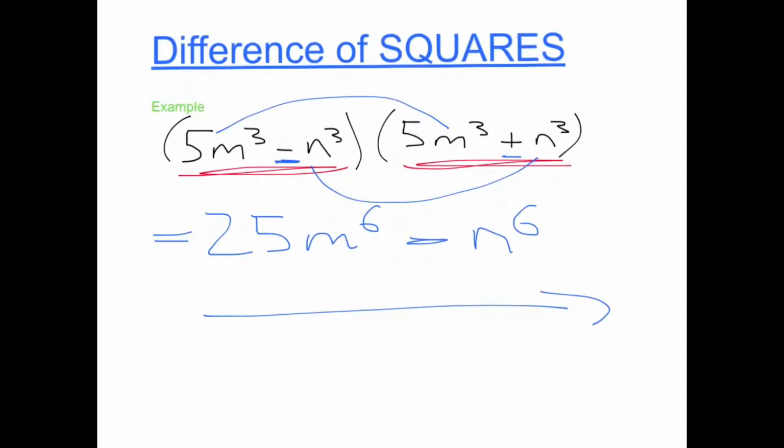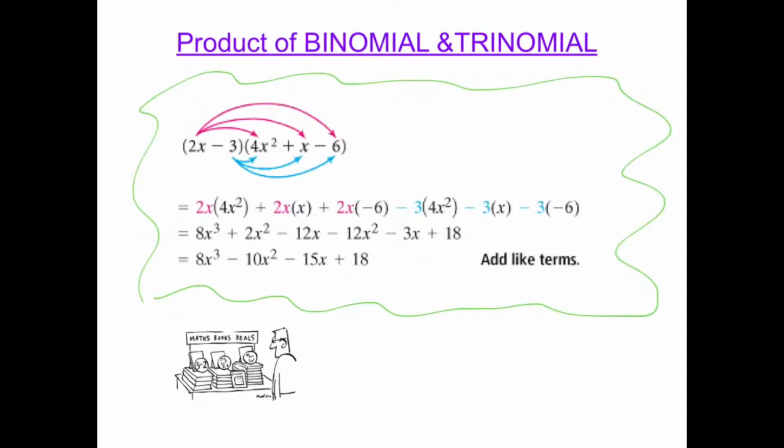Here is our next type of product, which is the product of a binomial and trinomial. This is the same as our FOIL method, except there's more terms. So what we do is take the first term and times that by everything in the other bracket. Then we take our second term, times that by everything in the second bracket. And then you can just follow the steps here and it shows you. And then at the end, don't forget to add the like terms.